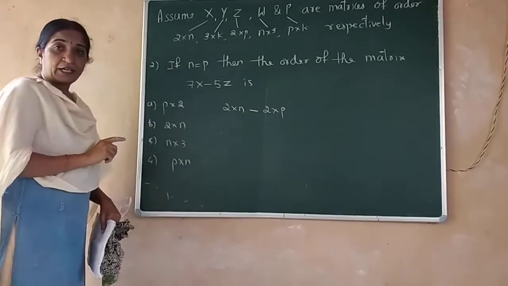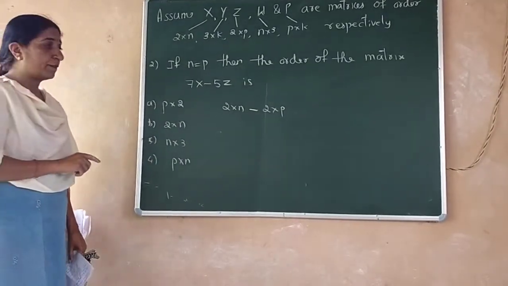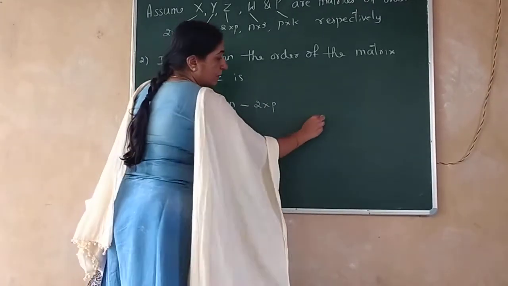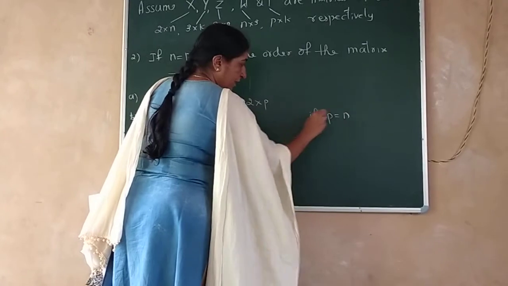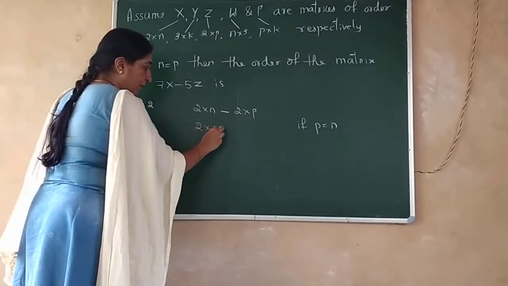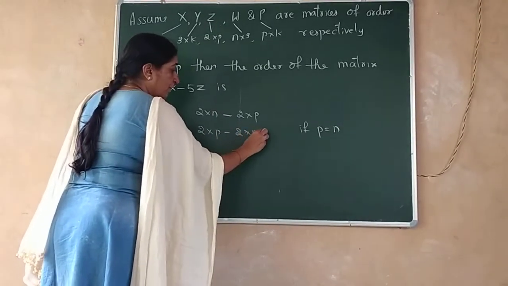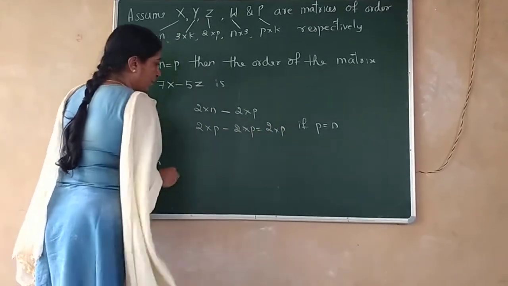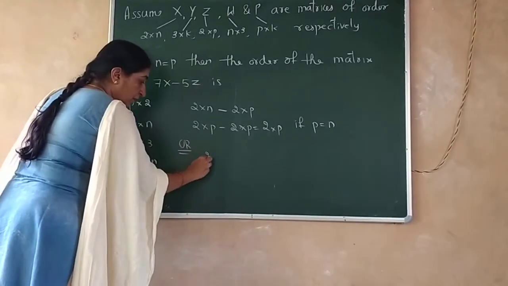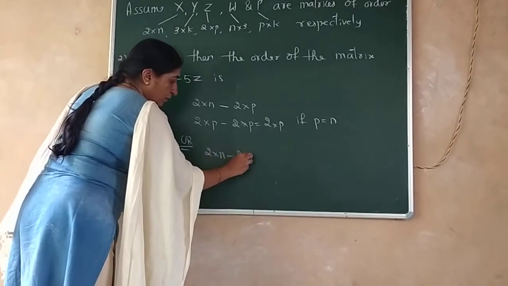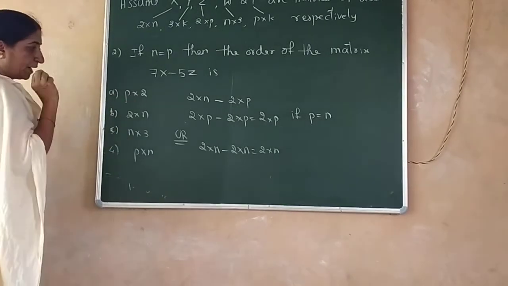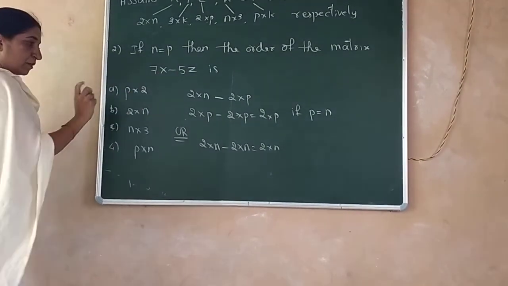When you are going for the subtraction of matrices, they must have the same order. They have the same order if P is equal to N. For example, if you write P in place of N, they have the same order. After subtraction also the order is 2 by P. Or if P is replaced by N, you can write 2 by N minus 2 by N. The answer will be 2 by N. So which one is suitable? Mark that. 2 by P is not there. So 2 by N.